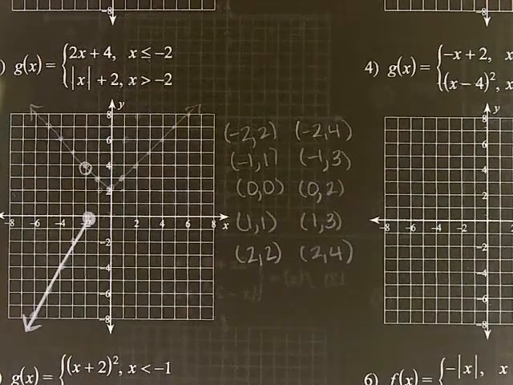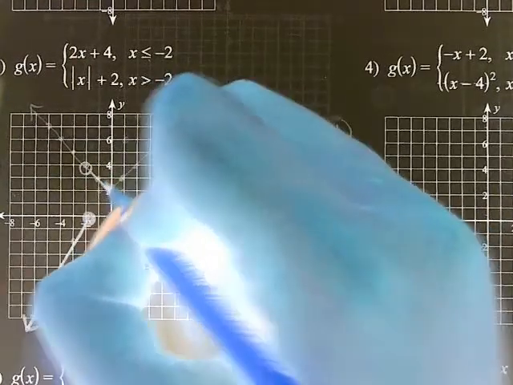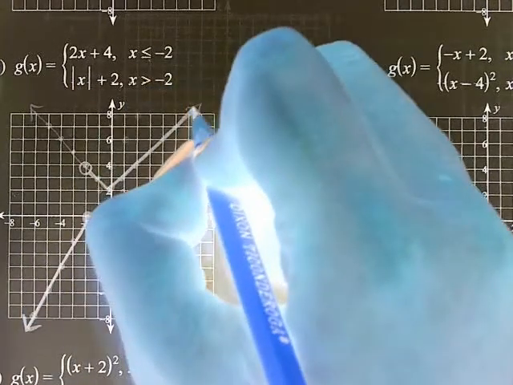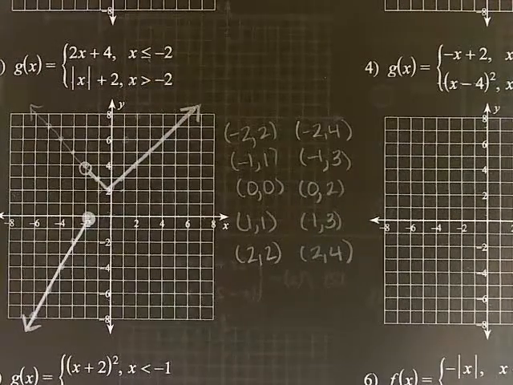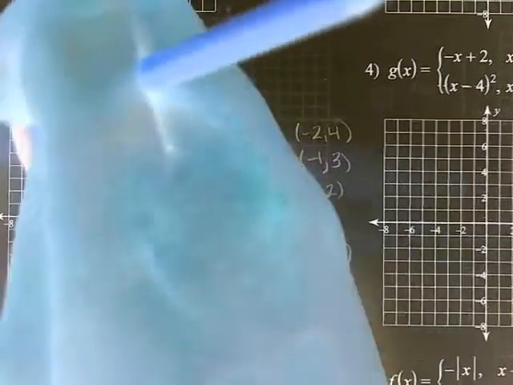And then what do I do? I make everything greater than -2, which is to the right, all dark. Okay, and then what do I do? And then I erase the rest, and then I'm done.